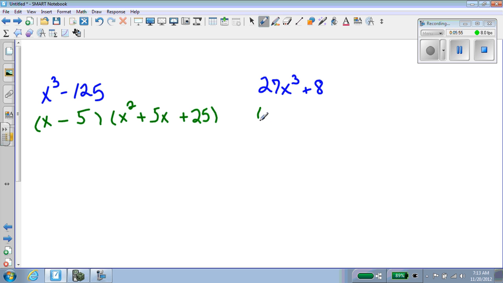Let's try that again. 27x cubed plus 8: 27 is a cube, x cubed is a cube, and 8 is a cube. The signs will go positive, negative, positive. The cube root of the first term is 3x. The cube root of 8 is 2. Here it's going to be the square of the first term, so 9x squared. Then 2 times 3x, which would be 6x, and 2 squared, 4. And that's how I factor cubes.